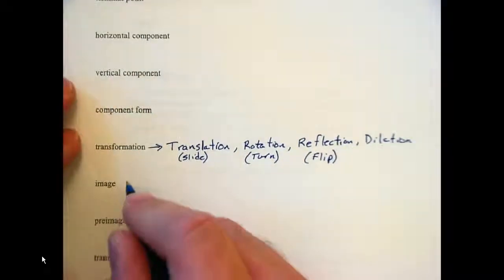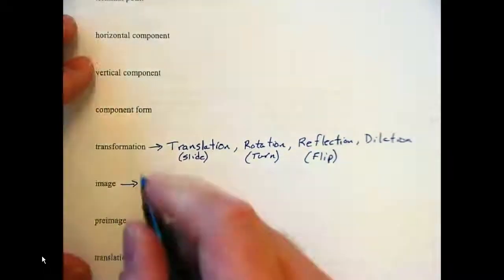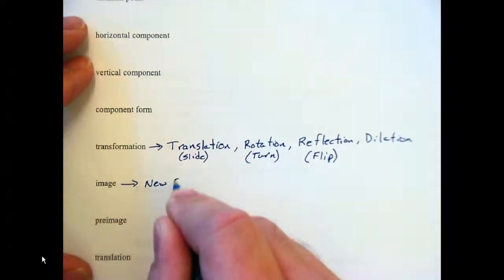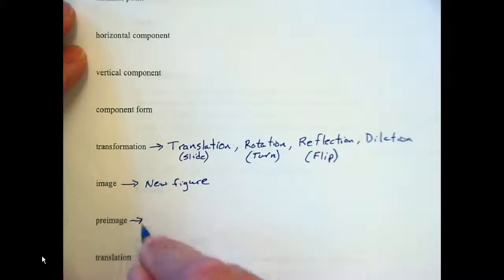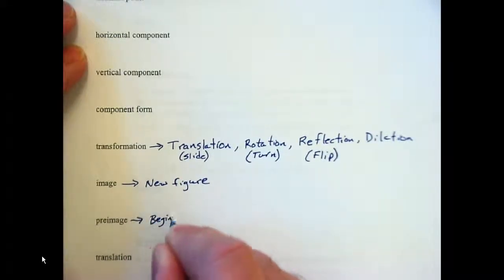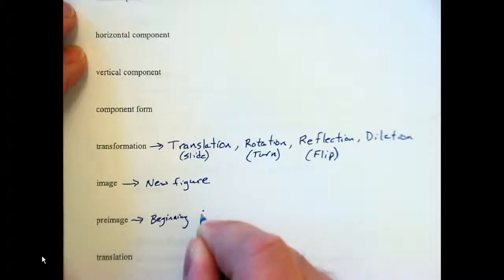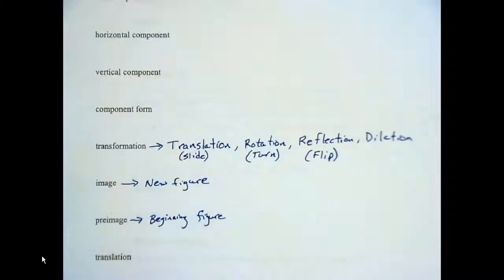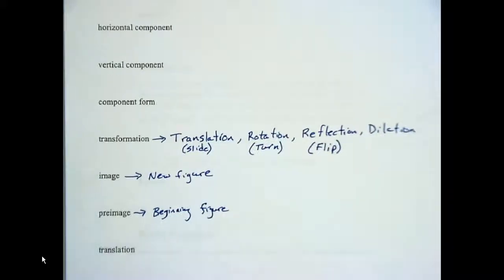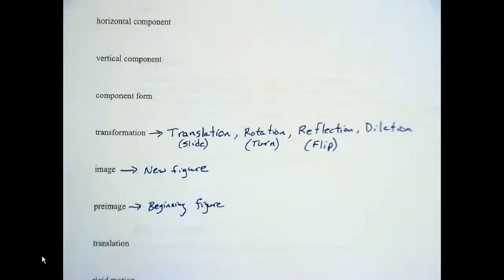An image is the figure. It's our new figure, the figure after you've done a flip, slide, or turn. The preimage is the beginning figure, or the beginning shape, depending on what you're using. Usually they're going to be shapes. Sometimes they'll put maybe a little zigzag line and have you move that. But the beginning figure and the new figure, so our preimage to image. Translation we've already described.